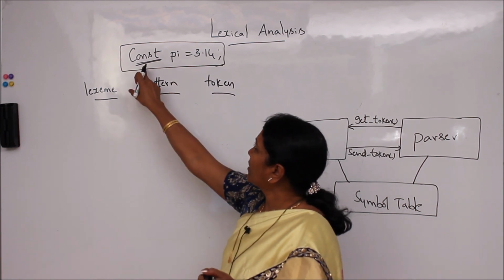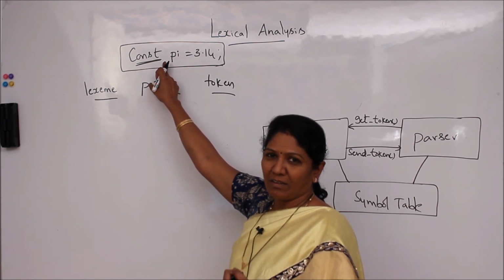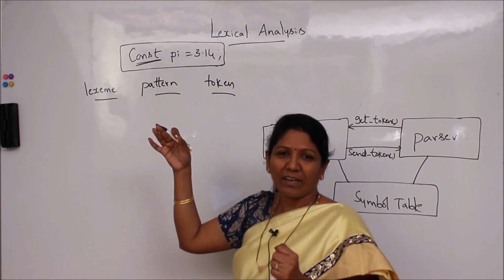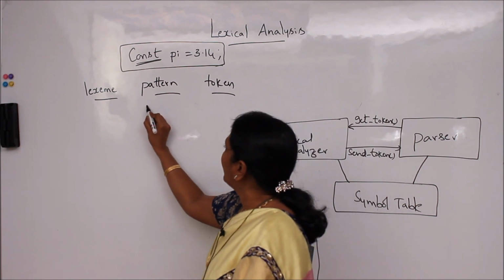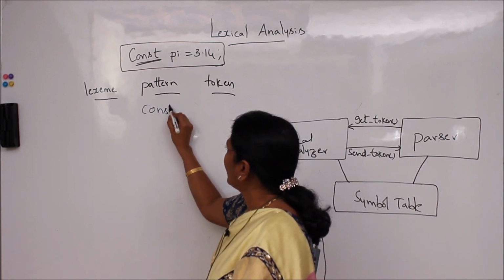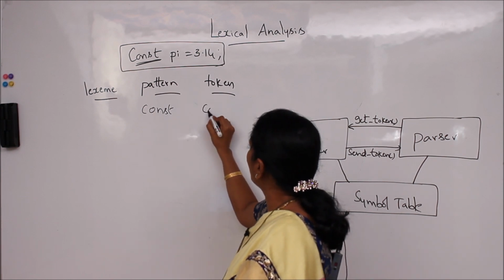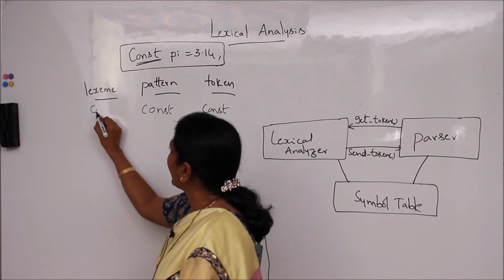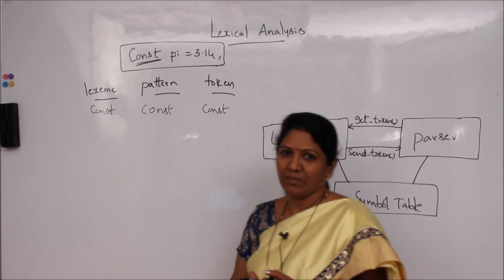Okay. So, here const is a keyword. What is the rule to identify keywords? Keywords are all reserved, so the sequence of characters representing the keyword itself is the rule. So, whenever you get CONST, that is the pattern, then the token is also the same, and the lexeme, the actual character stream, is also the same. For keywords, all three will be the same.